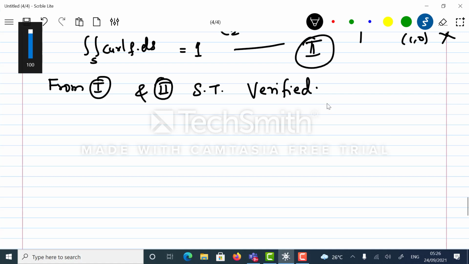One can solve a similar kind of problem. I just want to give you a homework, but it is on the same line. So the homework is as follows.